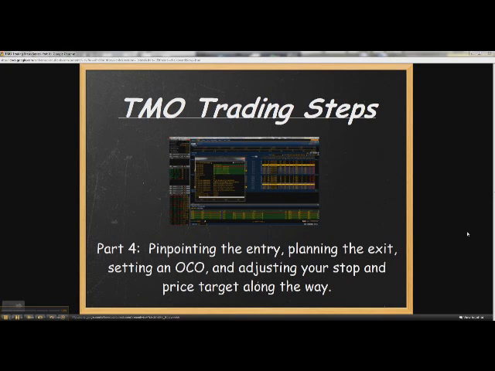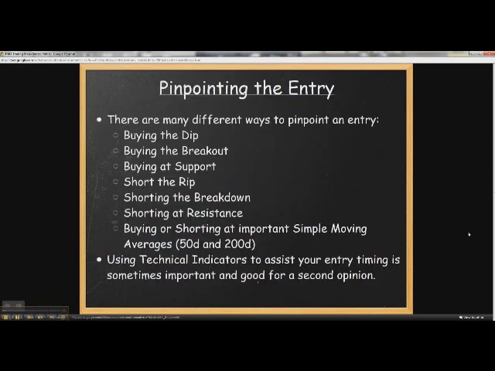Tonight we're going to be going over part 4 of the TMO Trading Steps Series. Part 4 consists of pinpointing the entry, planning the exit, setting an OCO, and adjusting your stop and price target along the way. Let's get started.